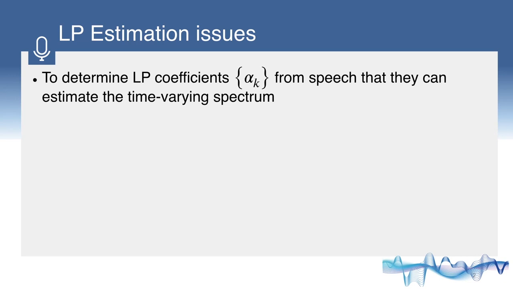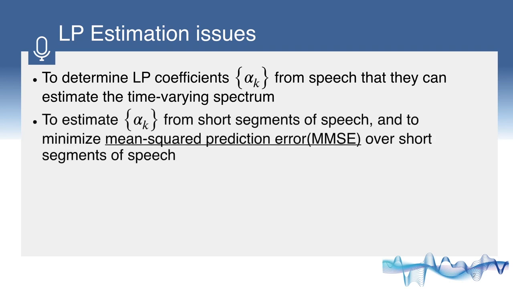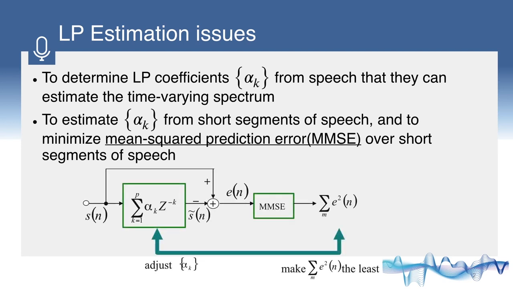In this session, we will learn how to compute linear prediction coefficients. Linear prediction analysis needs to determine alpha k directly from speech such that they give good estimates of the time varying spectrum of the speech. It needs to estimate alpha k from short segments of speech and needs to minimize mean squared prediction error over short segments of speech.